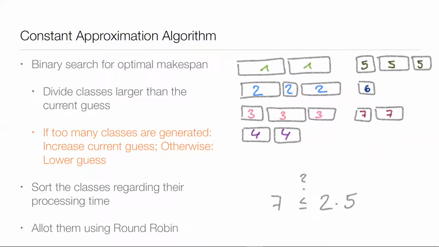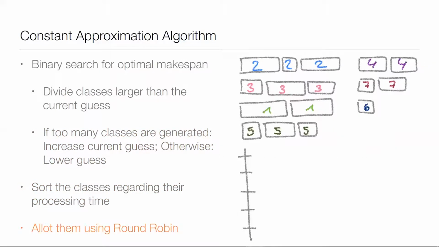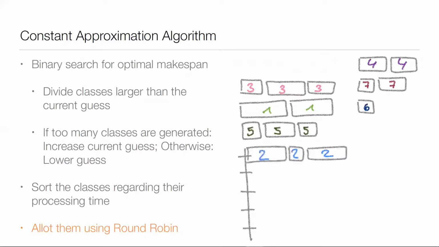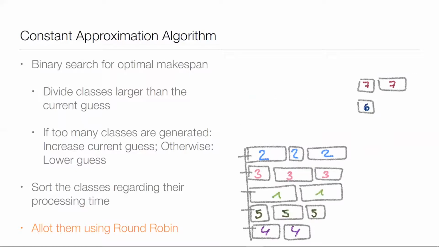Let us now suppose we have done some iterations and this is the lowest guess we have found. So now we sort the classes regarding the processing times, which looks like this. And finally, we can allot them using round robin. That means we place the largest class into the first machine, the second largest class to the second machine, and so on, and then start again at the first machine. Obviously, as we equally distribute the jobs, we will satisfy the class restrictions, yielding a feasible schedule.